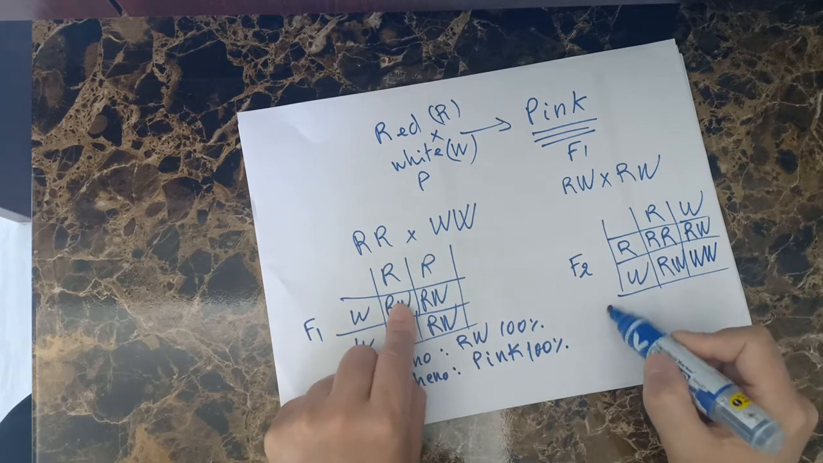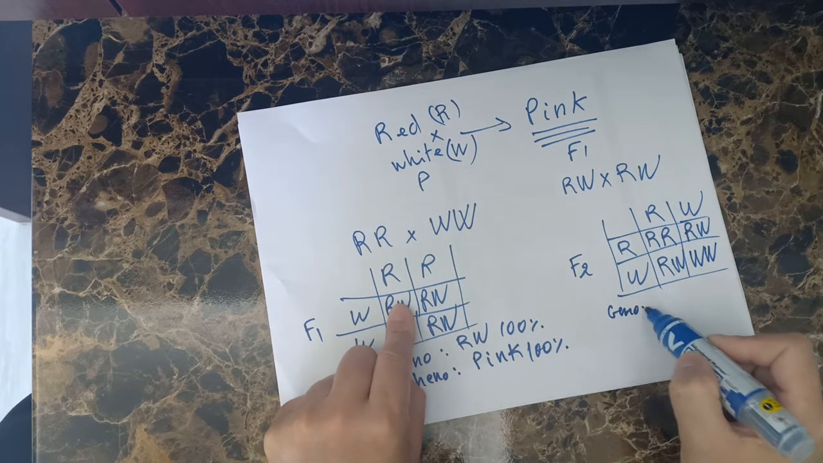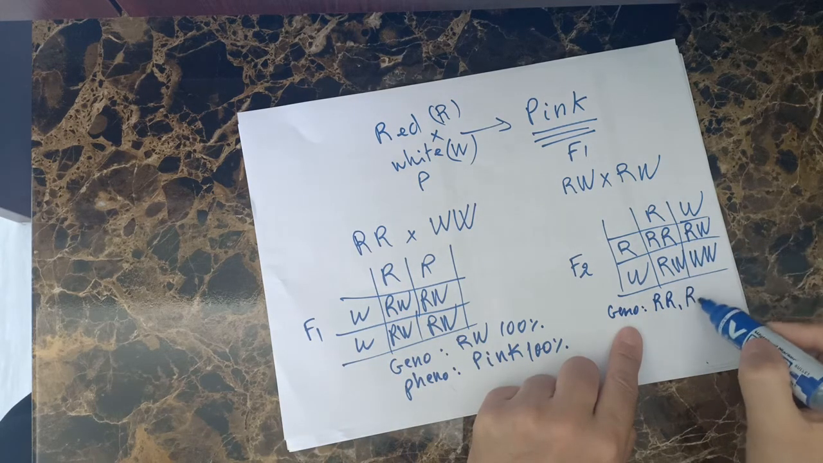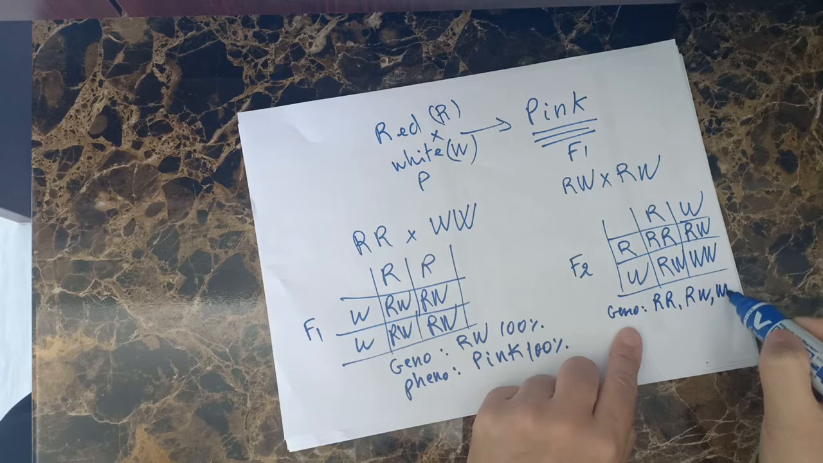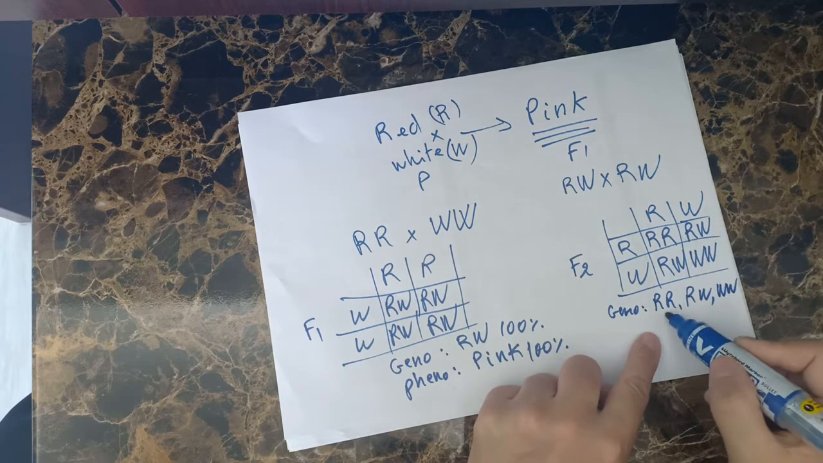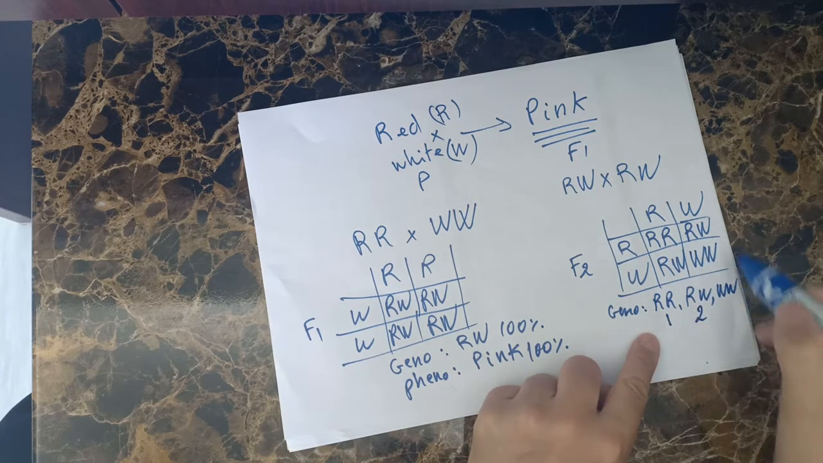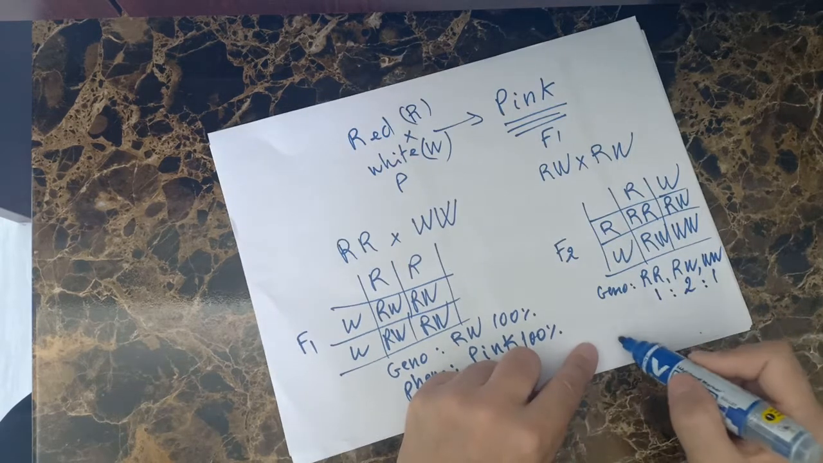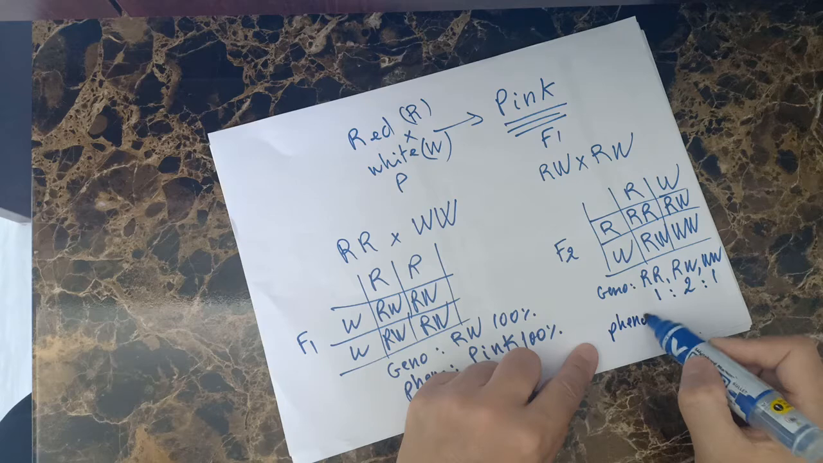Okay, now what is the genotype? For genotype, you have RR, you have RW, and you have WW. What is the ratio? This one is 1, this one is 2, and this one is 1. So it is 1:2:1. This is the ratio.